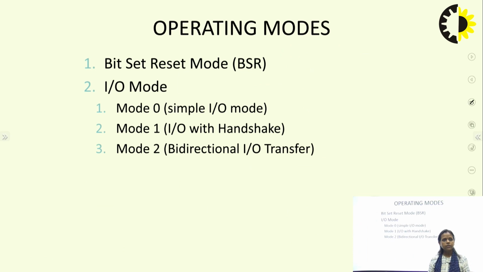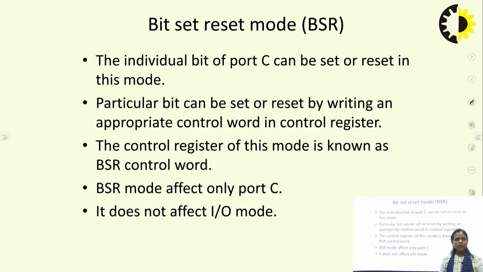Now coming to the operating modes. As we have discussed, there are two main modes. The first is bit set reset mode and the second is IO mode. First we will discuss the bit set reset mode. In bit set reset mode, the individual bit of port C can be set or reset.